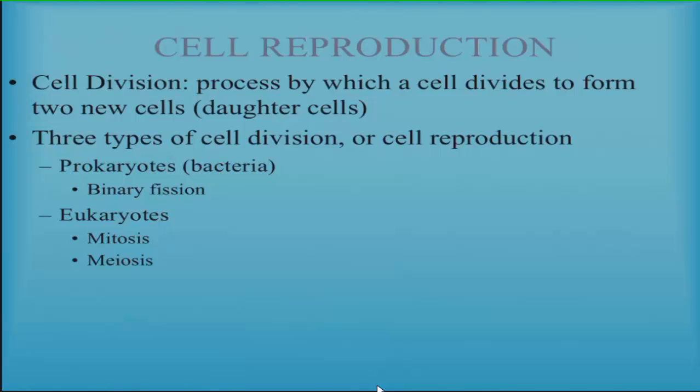Cell division is where the cell divides to produce two new daughter cells, and there are three types of cell reproduction. In prokaryotes there is binary division, which divides to form two new identical cells, and in eukaryotes there is mitosis, where cell growth and replacement or repair of damaged cells occurs, and also meiosis.